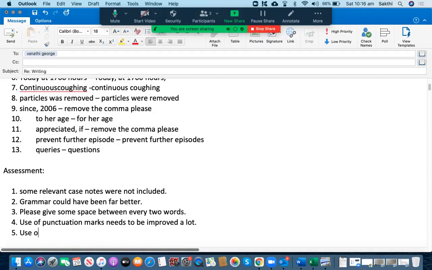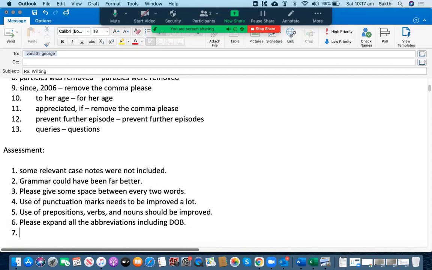And then use of prepositions, it's not to her age, but it is for her age, okay? Use of prepositions, abbreviations, not abbreviations, expansions. Use of prepositions, verbs, and nouns should be improved, okay? Please expand all the abbreviations, including DOB. You must include DOB as well. You must expand DOB as well.